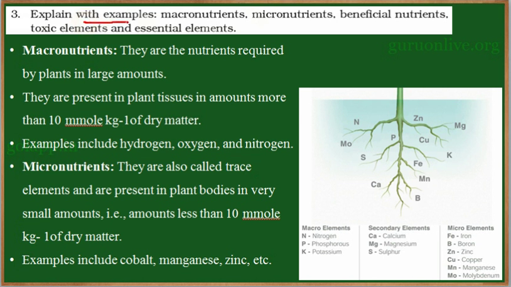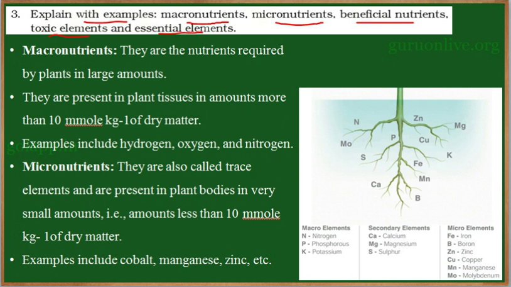Explain with examples macronutrients, micronutrients, beneficial nutrients, toxic elements and essential elements. So students, the nutrients which are required for the plant for its normal growth and development have been classified into different types like macronutrients, micronutrients, beneficial, toxic, essential. So let us learn about these things now.